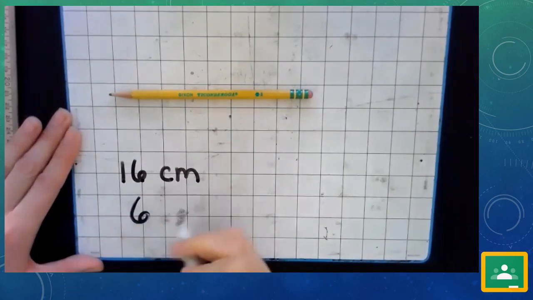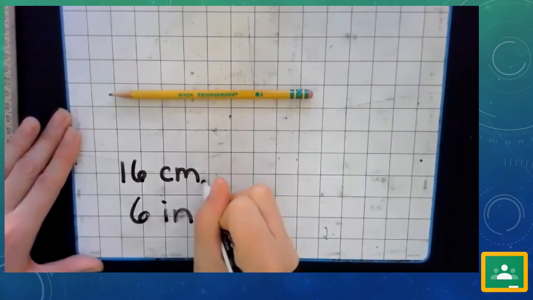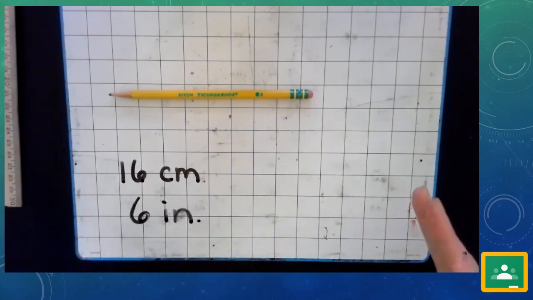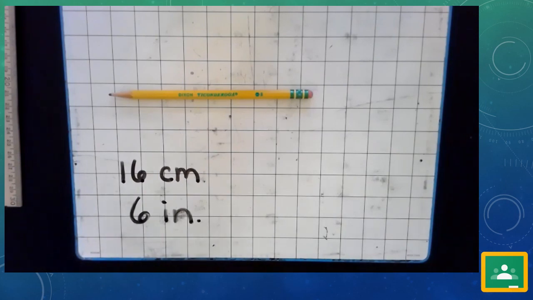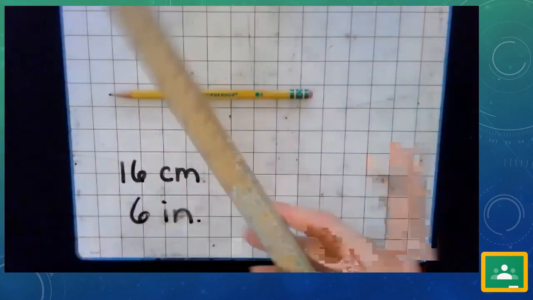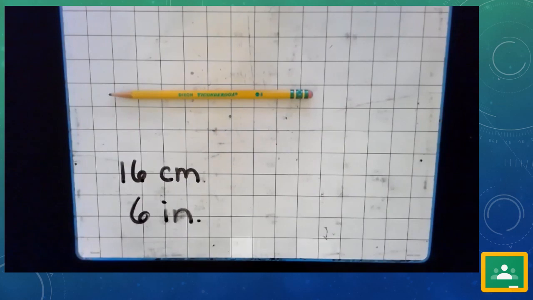But when we are measuring, you can use that strategy. If the object is closer to the inch that you just counted, then use that inch. If the object is halfway or almost to the next inch, then you can say that object is that next inch, okay?